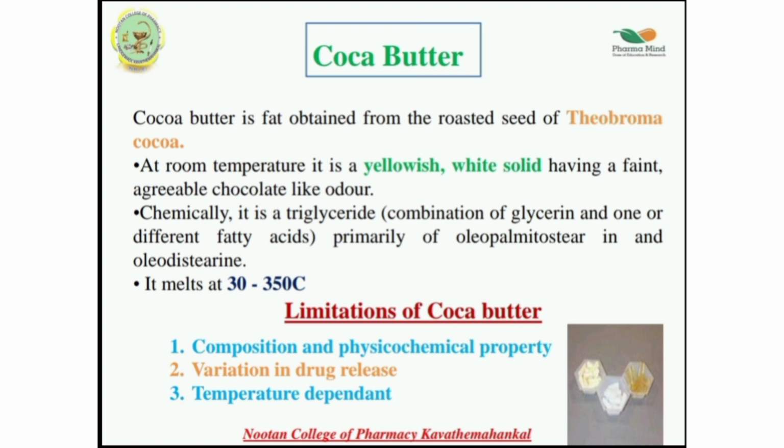The second point: the limitations of cocoa butter. As a natural material, there is considerable batch-to-batch variation in composition and physicochemical properties. Second, cocoa butter shows batch-to-batch variation in melting point, and thus shows variation in drug release, and exhibits temperature dependent polymorphism. These are all the limitations of cocoa butter.